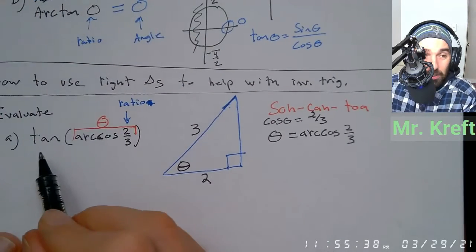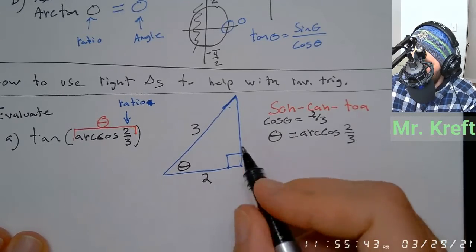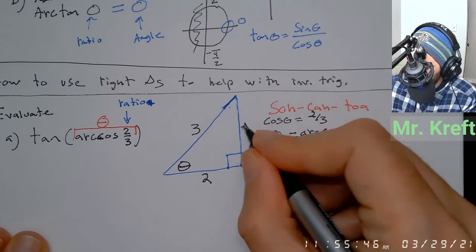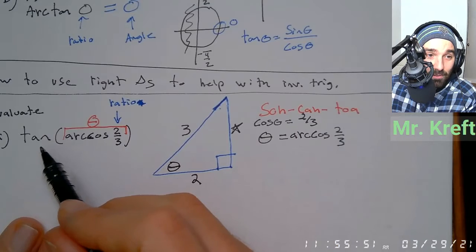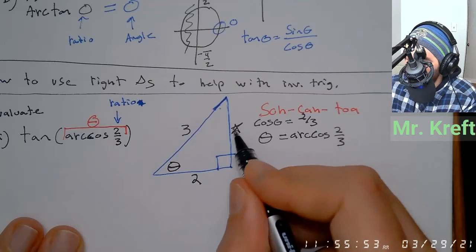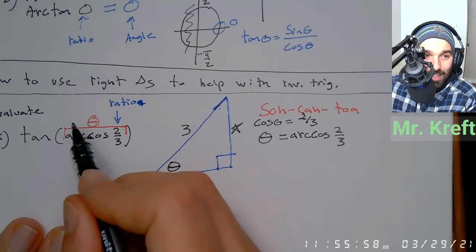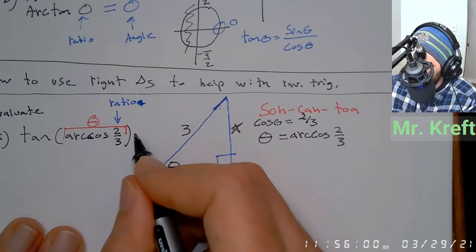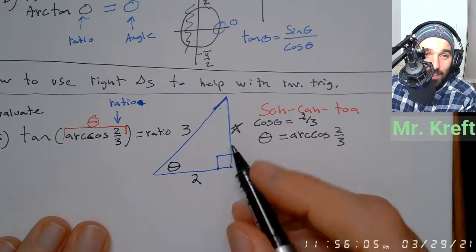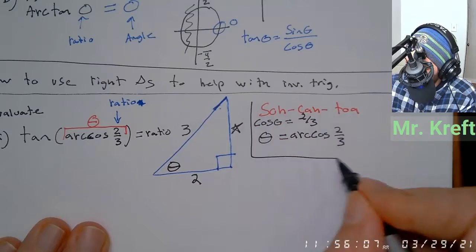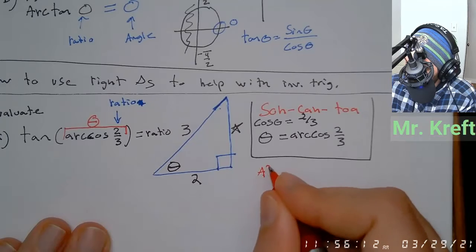Okay, so now, if we're really looking for tangent of theta, tangent is opposite over adjacent. Well, I'm missing my opposite. Do you guys see that? To find tangent of theta, we need to figure out this side, because tangent of theta is going to equal a ratio. So to do this, what's the other thing? We have SOHCAHTOA, but the other one is the Pythagorean theorem.